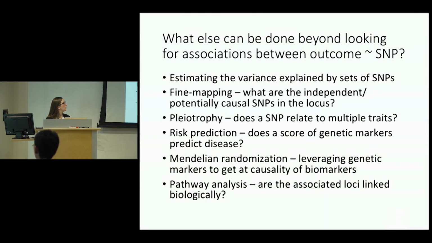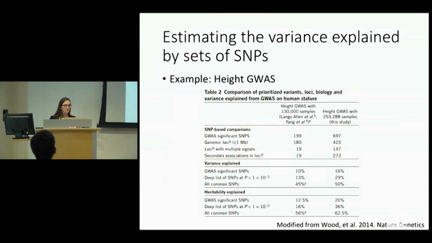You could look for pleiotropy. Does a SNP relate to multiple traits? Risk prediction: does a score of genetic markers predict risk for disease? There's Mendelian randomization, where we can leverage genetic markers to get at causality of biomarkers on a particular outcome, as well as pathway analyses. Are the associated loci linked biologically?